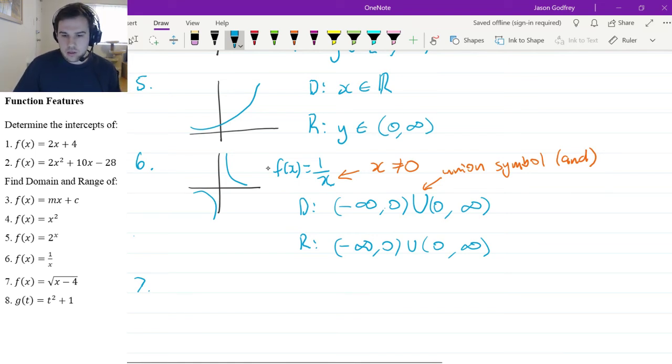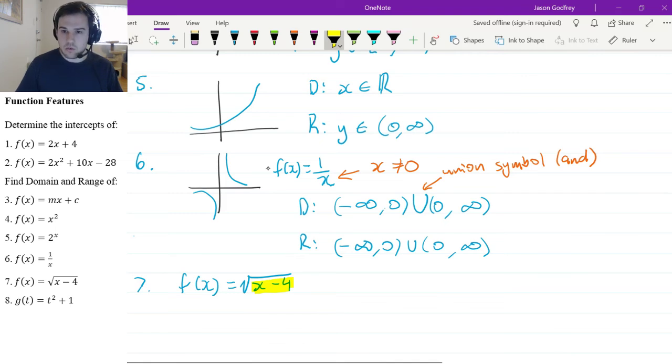Alright, so f of x equals root x minus 4. Now you might not know what the graph of root x minus 4 looks like. So this is where, like I was saying with the previous one, you might need to actually look at the function and have a think about what values you can put in and what values you can or can't get out. So what do you know about this?